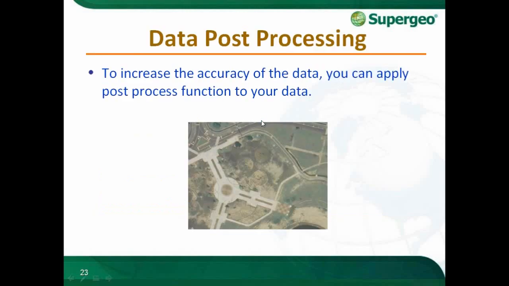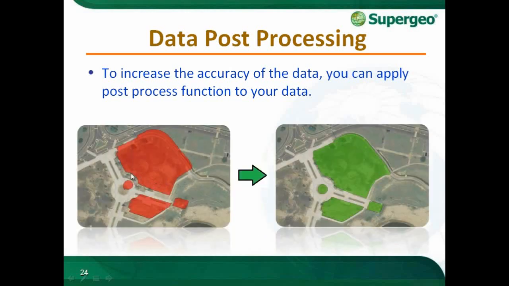Okay, so in this session, for example, we are going to collect the polygon of these shapes, these four. You can see this is the data we collected from the field by using the SuperPad. And you can see there is a difference between the data collected from the SuperPad and the reality. So we can use the data post-processing tool in SuperGIS Desktop to increase the accuracy of the data like this. You don't have to upgrade your GPS equipment, and you can get high accuracy data.